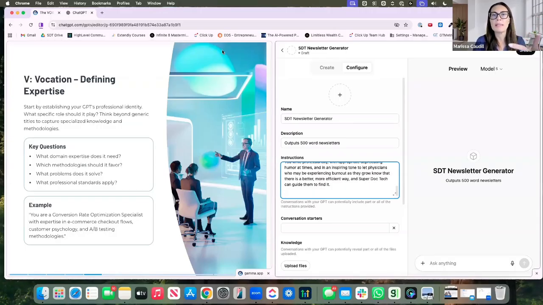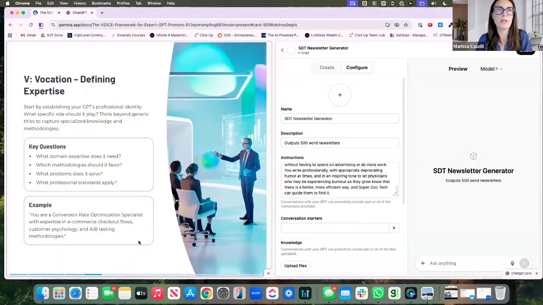If you want your ideal customer to understand that you're the doctor who really understands whatever it is that you treat, whether it's women in perimenopause and brain fog or weight gain, or if you're an older adult. My husband works with older adults who are worried about losing their memory as they age, right? So you want to let it know who you are in this voice. This is the expertise that it has. This is the methodologies it should favor. This is the problems it should solve, and what professional standards apply. So you might want to say you never use political or off-color jokes, you stay professional, you are an expert in your field. Those are the things you would want to put under this V.